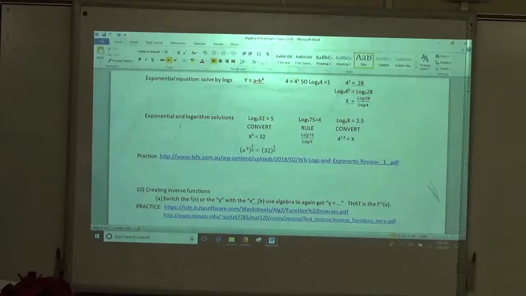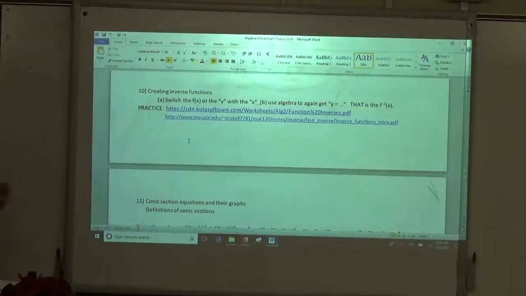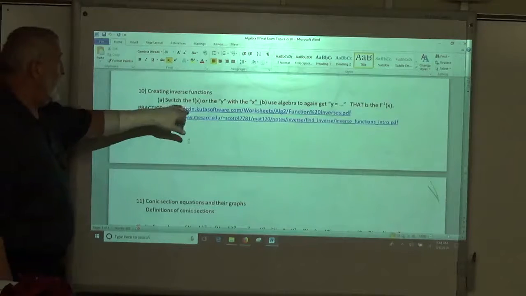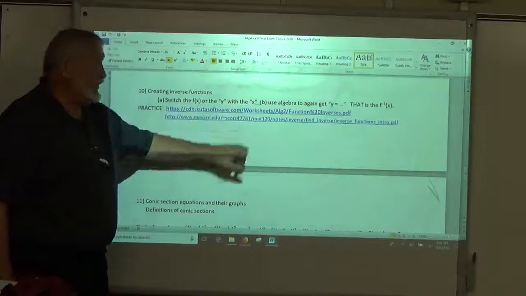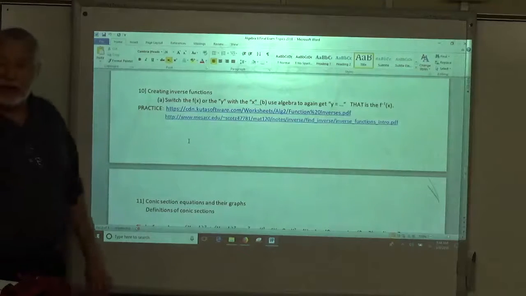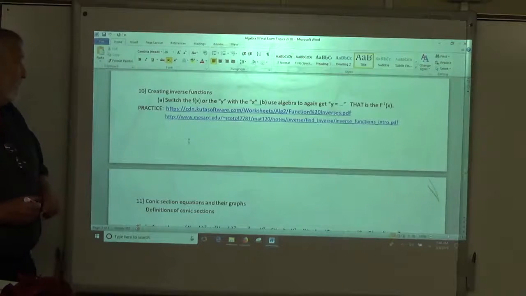Okay? All right, inverse functions. Now, what do you do for an inverse function? Switch the f of x, which is the y, switch the y into x, and then use algebra to get y equals again. All right, that's the -1.